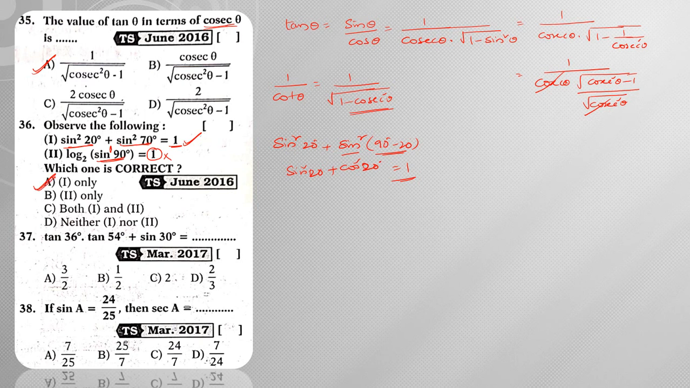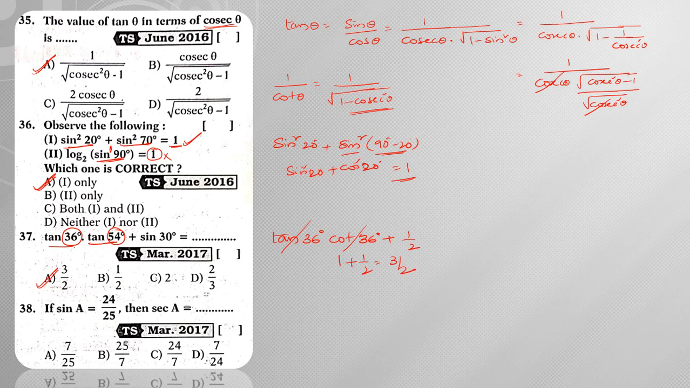Right. Next, tan 36 into tan 54. If you observe 36 and 54, these are complementary angles. Now from this, what can I do? This I can write as tan 36 into, this 54 I can write as cot 36 degrees. So tan will become cot, plus sin 30 degrees, which we already know is 1 by 2. So tan 36 into cot 36 is nothing but 1. So 1 plus 1 by 2 is nothing but 3 by 2. Hence the answer is 3 by 2.